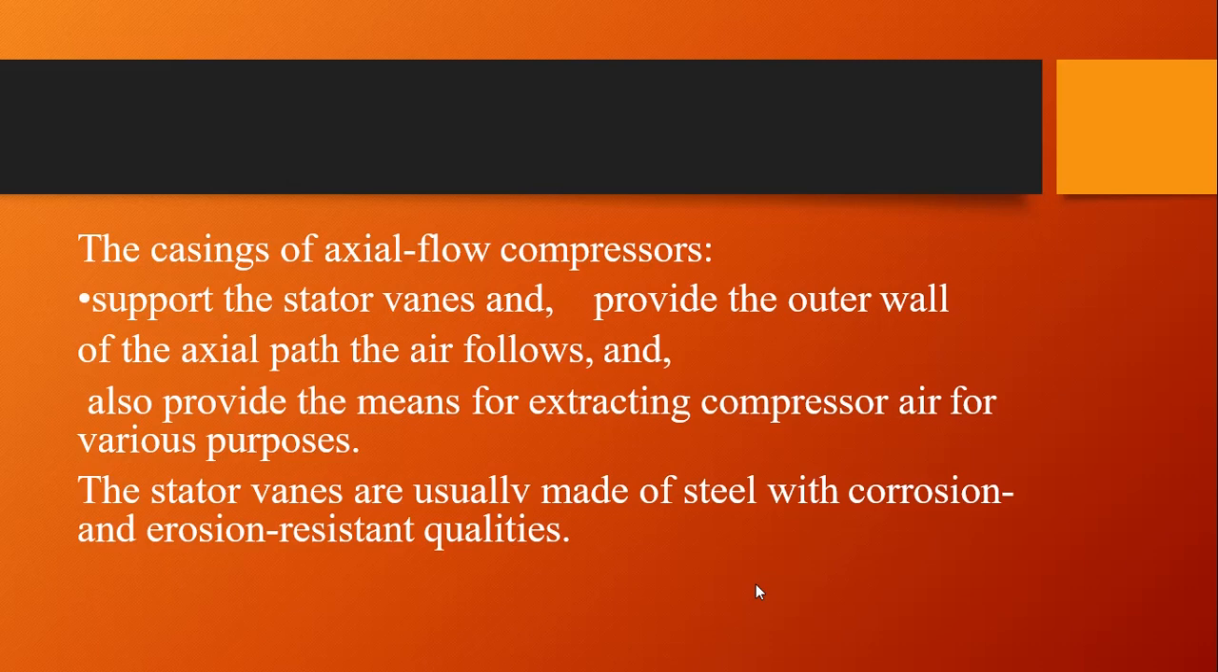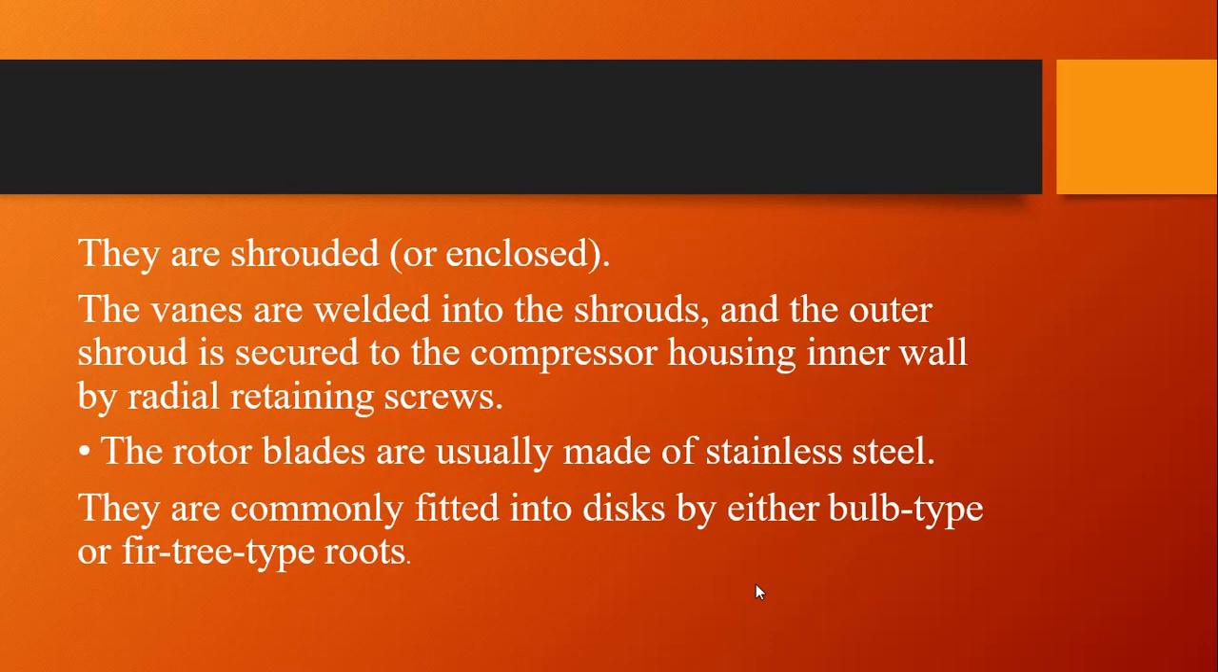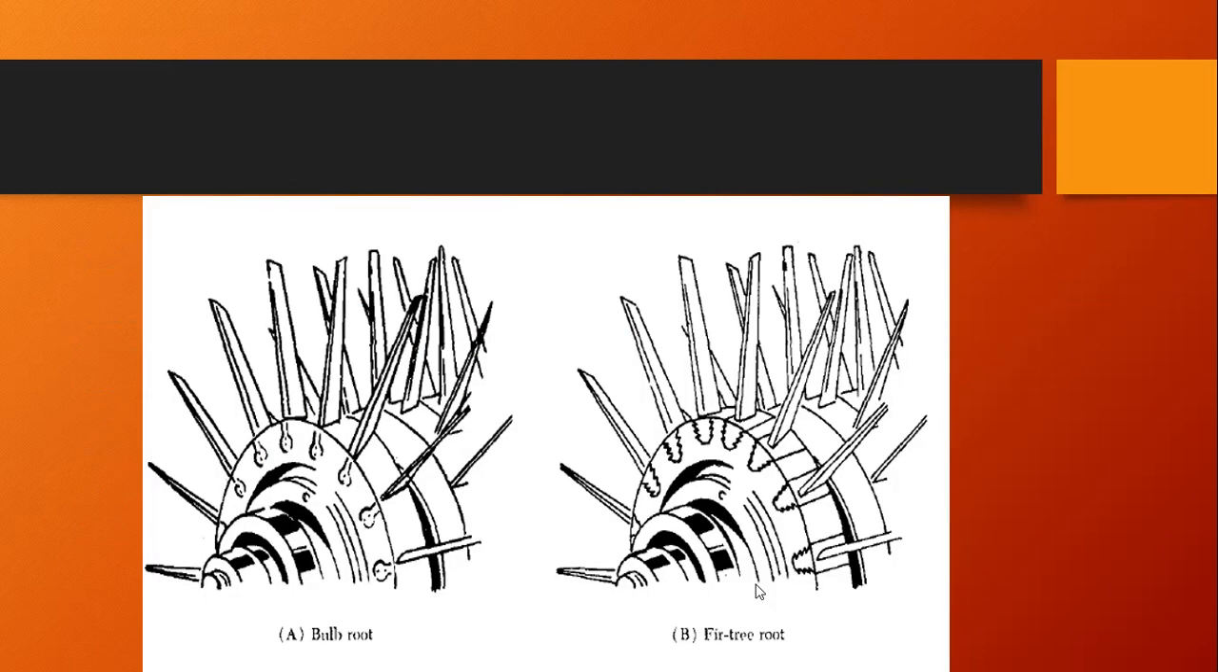The stator vanes are usually made of steel with corrosion and erosion resistant qualities. They are shrouded or enclosed. The vanes are welded into shrouds, and the outer shroud is secured to the compressor housing inner wall by radial retaining screws. The rotor blades are made of stainless steel. They are commonly fitted into discs by either bulb type or fir tree type roots.